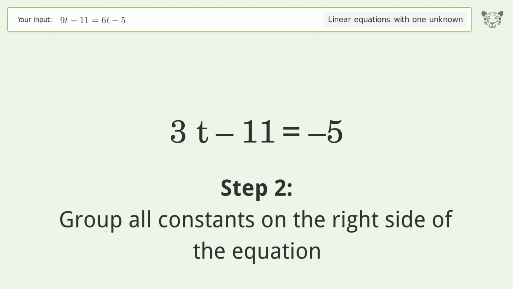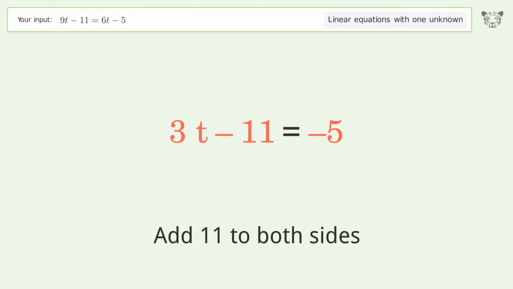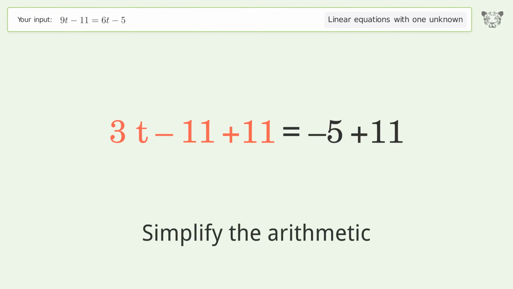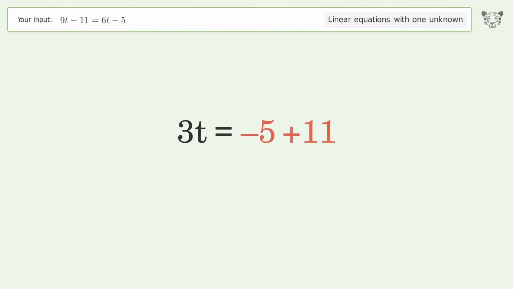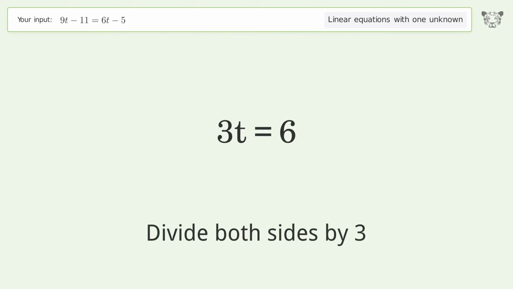Group all constants on the right side of the equation. Add 11 to both sides. Simplify the arithmetic. Isolate the t. Divide both sides by 3.